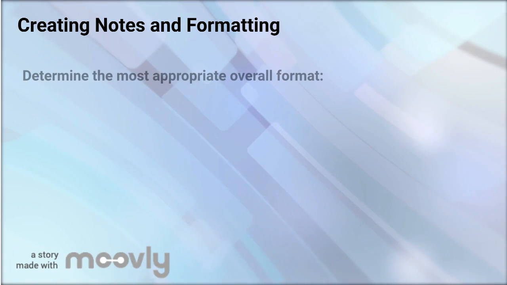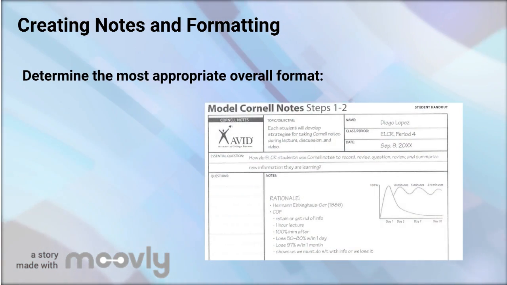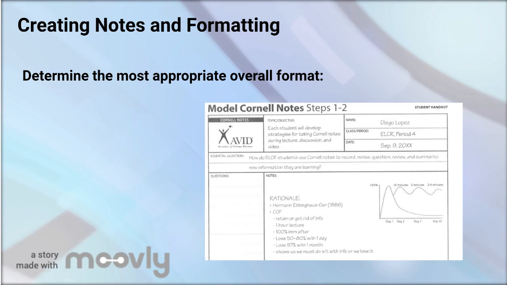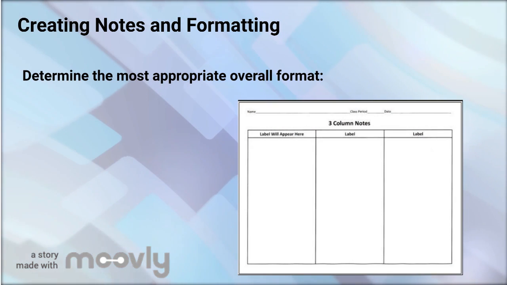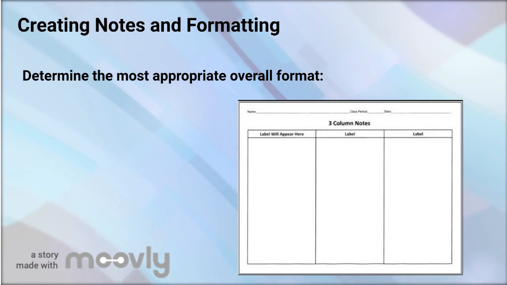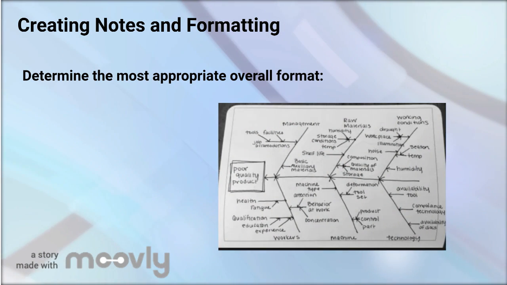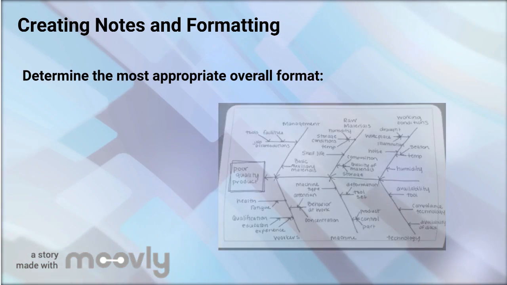The first thing you need to do is determine which format will work best. You can choose Cornell Note form, which has the basic information on the top, questions on the left-hand column, and content on the right. You can choose 3-column, which is broken up into 3 columns at the top and can be specified by teacher or student. Another option is using a flow chart. These can be especially helpful when working through a process.